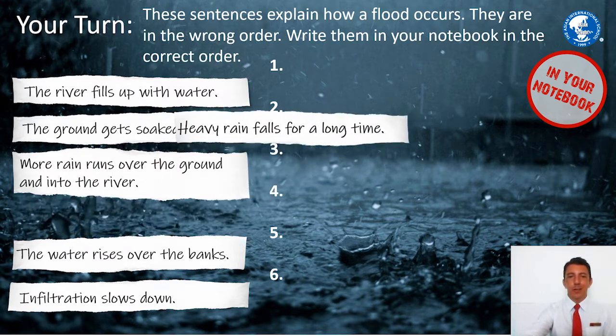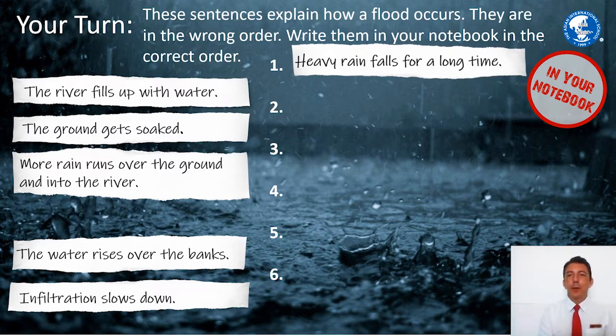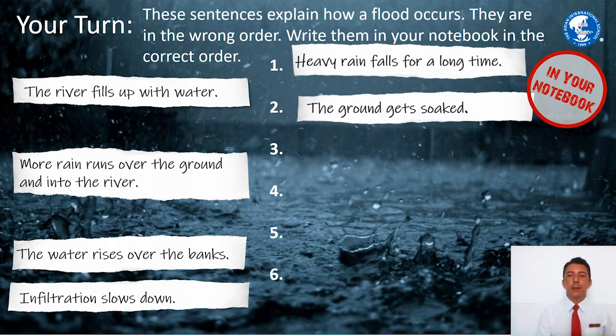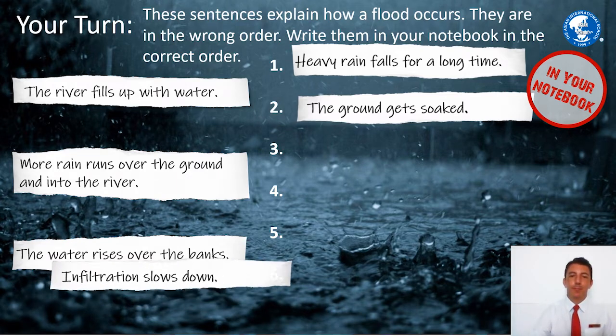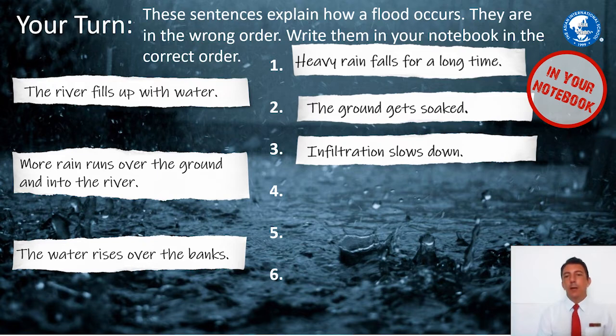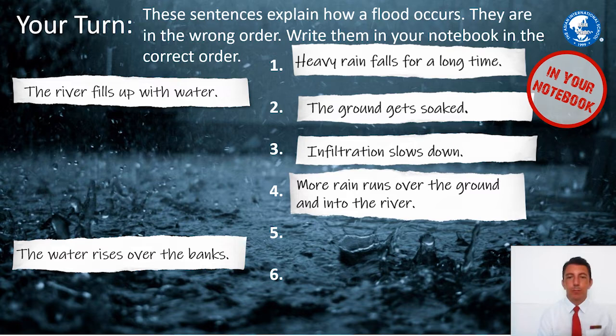Okay, if you've finished, we'll check. First one, heavy rain falls for a long time. The result of all that heavy rain is the ground gets soaked or saturated. Because the ground is soaked, it cannot absorb any more water, so infiltration slows down. If there's less infiltration, then more rain will run over the ground and into the river, so surface runoff increases.